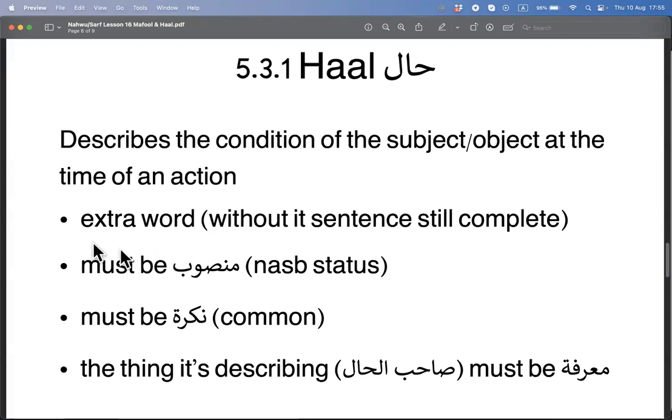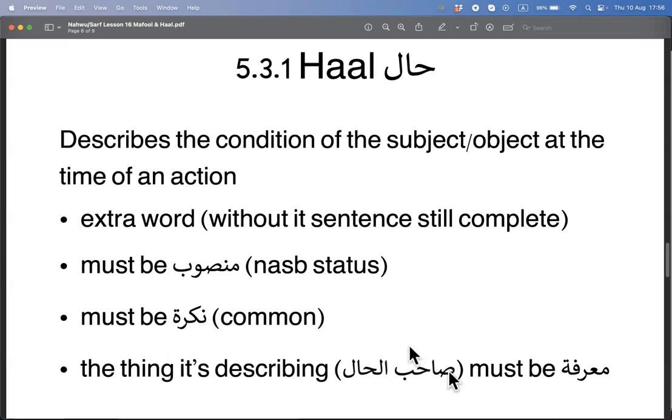Although sometimes, without it the sentence is complete but the meaning is incomplete. Sometimes you still need it because the meaning is incomplete without it, although the sentence can be complete. And it must be nasab. It must be nakira. Nakira means it's common, it's not proper. And whenever you suspect something to be hal, you must find what it is describing. And that is called sahibul hal.